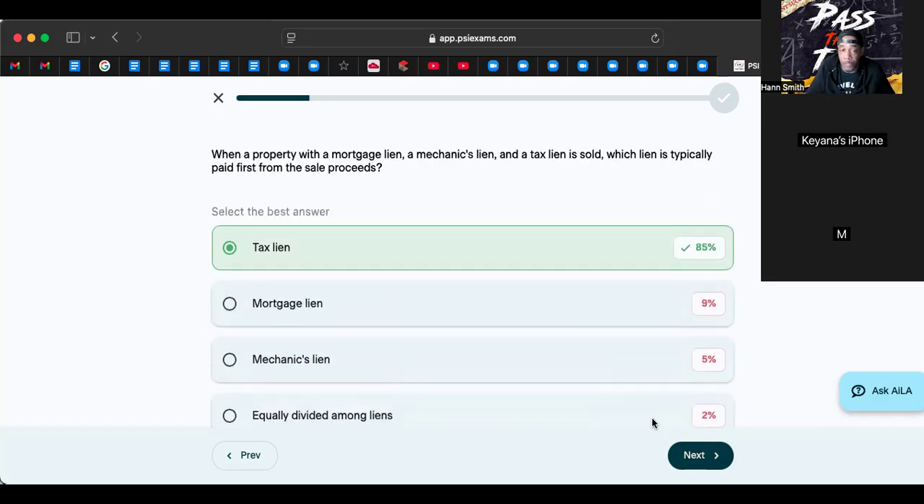But like I said, if you know how to understand foreclosures, probate, all that stuff, and you know how to get properties and find properties, you will always have somewhere in real estate.